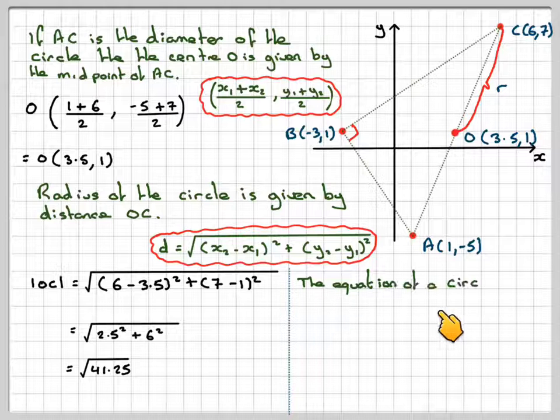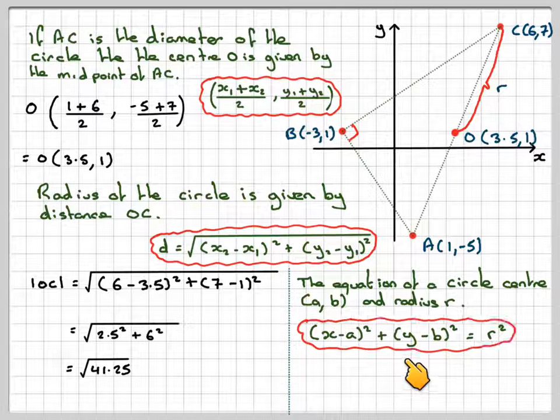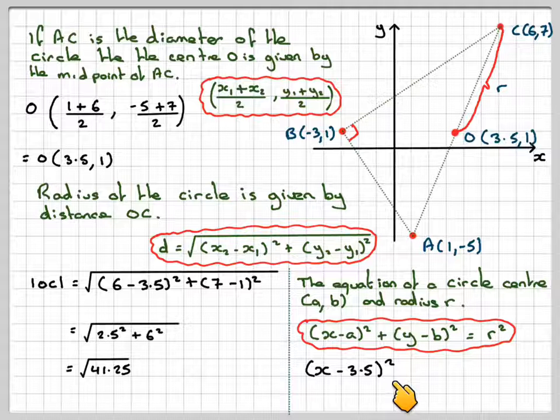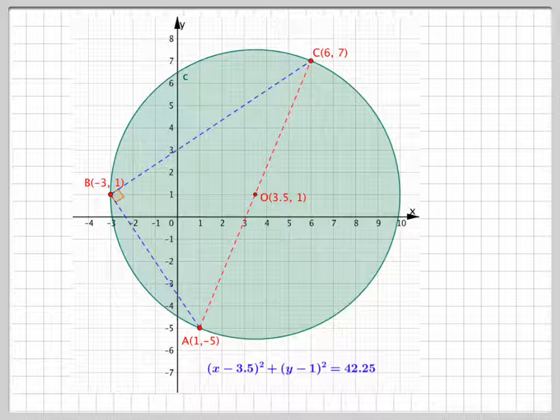The equation of a circle with centre (a, b) and radius r is (x minus a) all squared plus (y minus b) all squared is equal to r squared. So this is going to be (x minus 3.5) all squared plus (y minus 1) all squared is equal to 41.25. This is the centre of the circle which we found here, and this is the radius squared. Okay, here is an actual diagram of the circle.